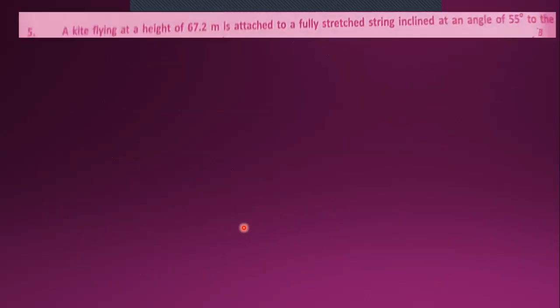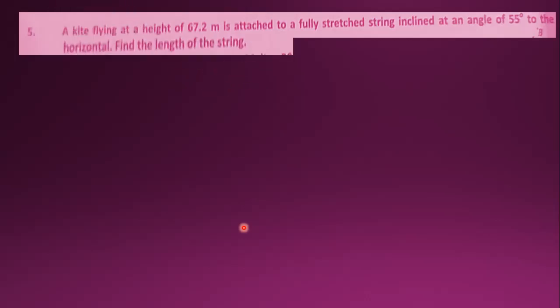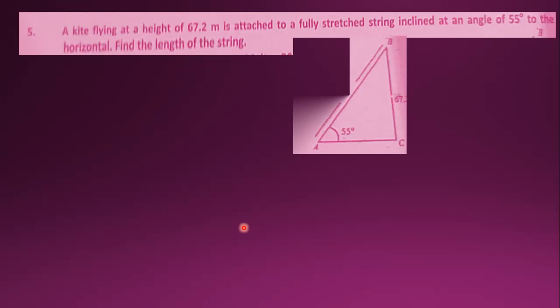Now look at one more question. It is question number 5. A kite flying at a height of 67.2 meter is attached to a fully stretched string inclined at an angle of 55 to the horizontal. Find the length of the string. Look at the diagram.